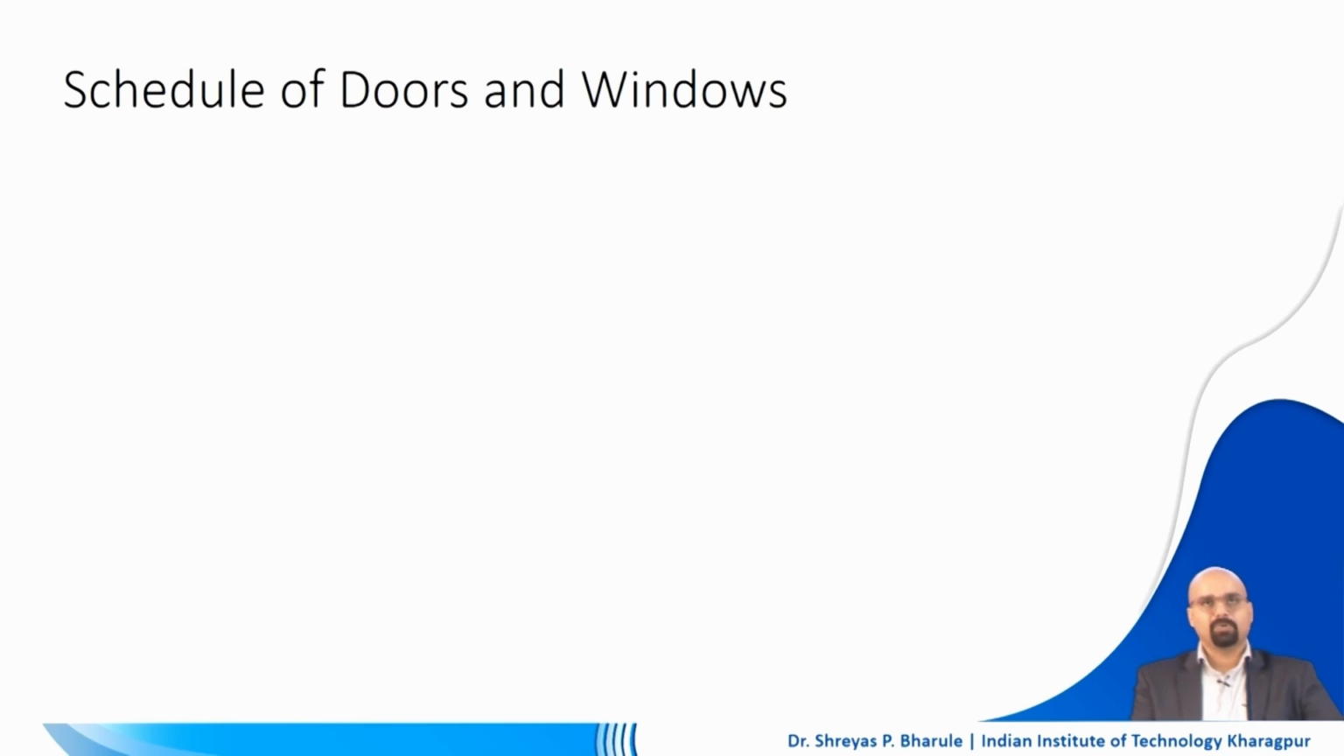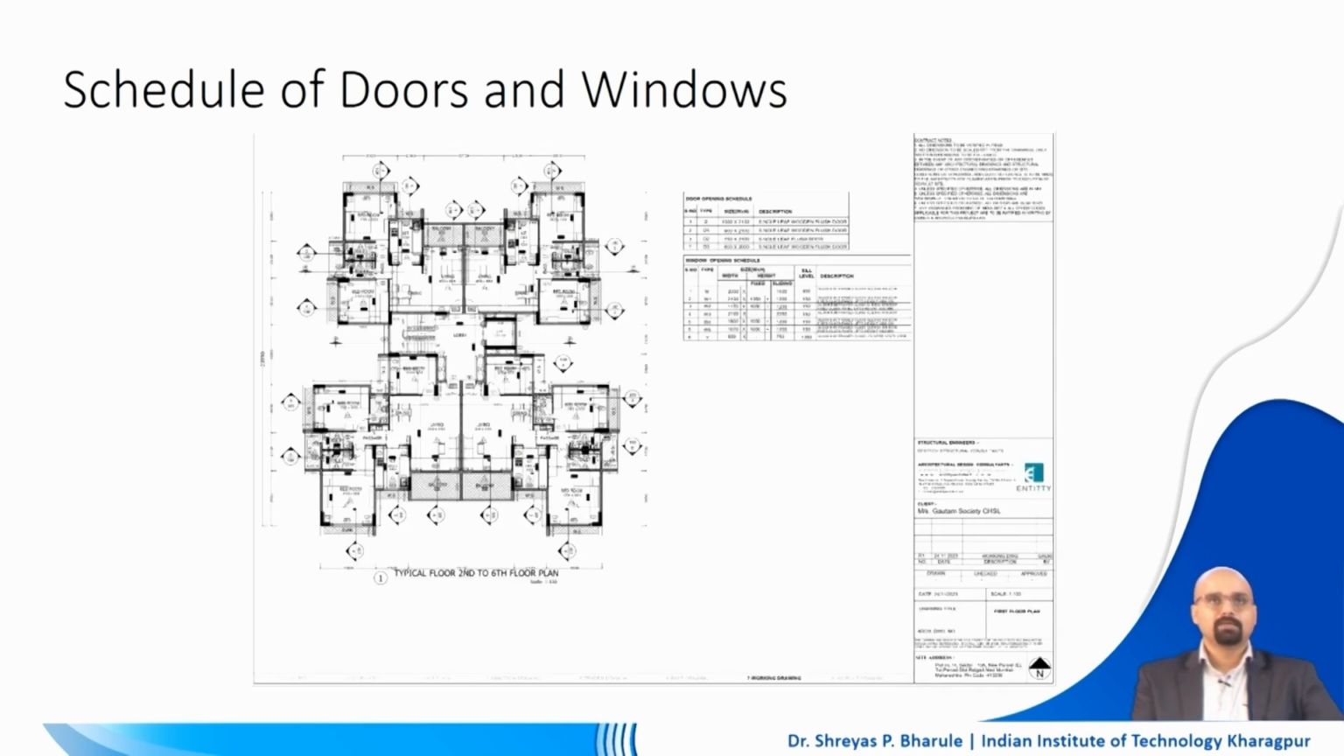So, let us take an example to explain these in detail. Here, in this kind of layout, which is a typical floor plan of a residential apartment, we have seen this in the previous lecture as well. Let us concentrate on these three locations. One is a blown up area of a bedroom, and 2 and 3 are the schedules.